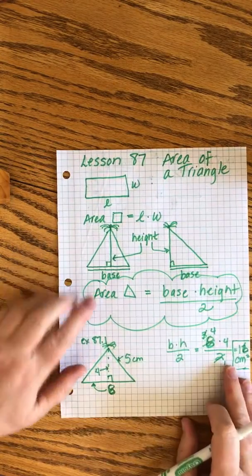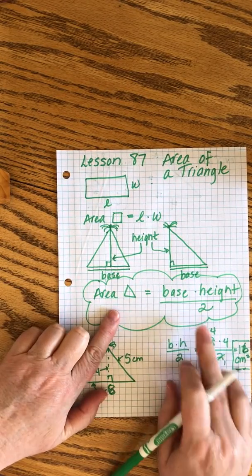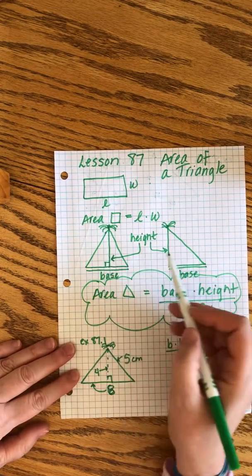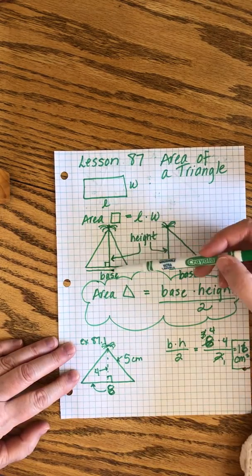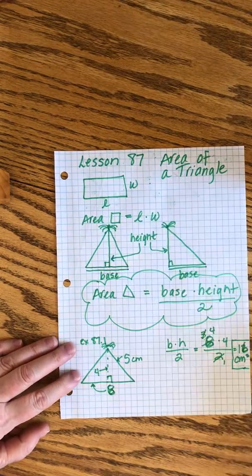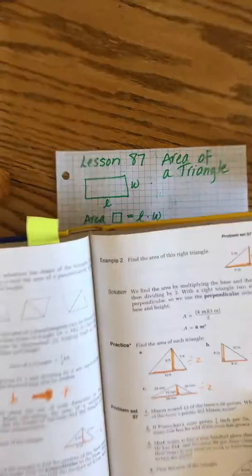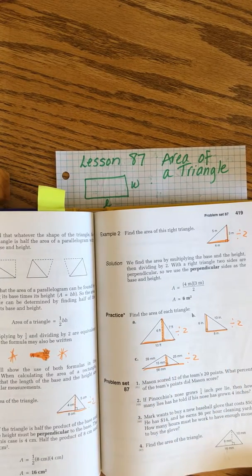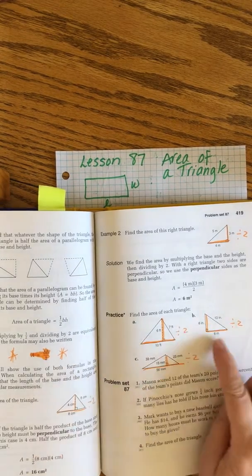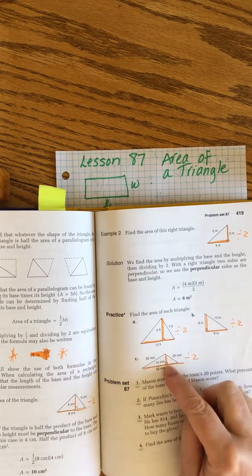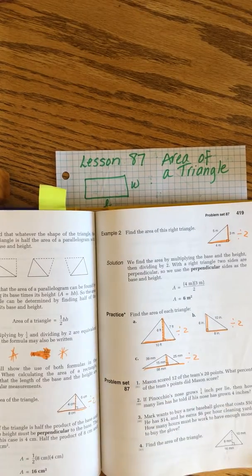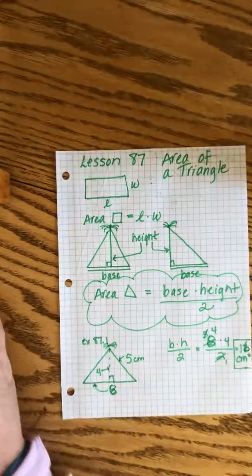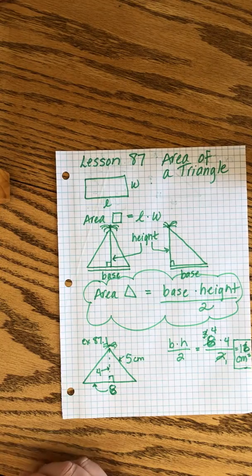With this formula, you are completely armed to tackle these problems. Remember that there are 2 different kinds of pictures, and know where to find the height in each one. Let the spider help you. Here are the practice problems, and you can see there are 3 different triangles. 2 of them have the height in the middle, 1 of them has the height on the edge. That person was just trying so hard to be helpful. All right, that's lesson 87.